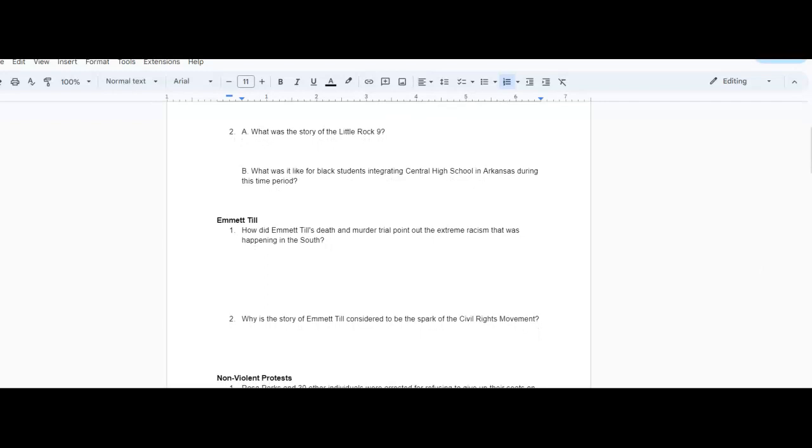Number 2, what was the story of the Little Rock Nine? What was it like for Black students integrating Central High School in Arkansas during this time period?